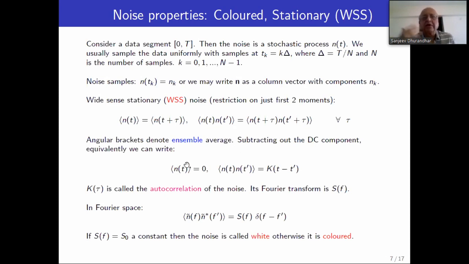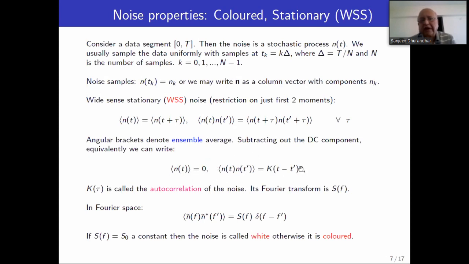This is a weaker restriction than what is stationary. Stationary means all moments should be stationary, or you can say that the whole distribution function is stationary. Okay, so angular brackets denote ensemble average. And if you subtract the DC component of the noise, we can write the ensemble average of n(t) equal to zero. You can always subtract the DC component. So you get the ensemble average of n(t) equal to zero.